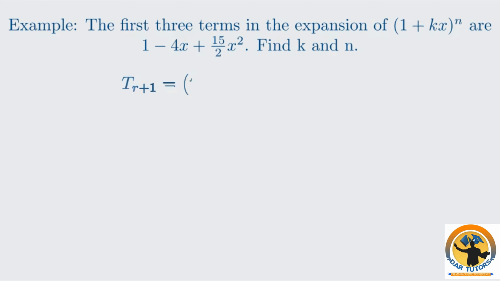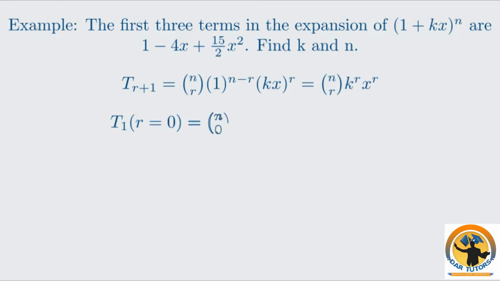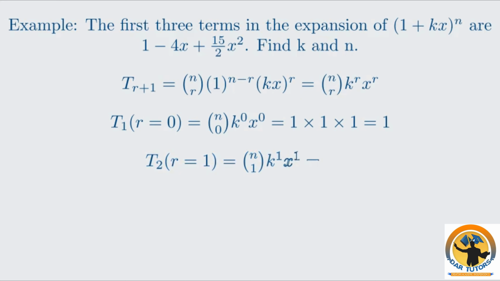The general term is T_(r+1) = (n choose r)(kx)^r. For the first term, r = 0. T₁ is n choose 0 times k⁰ times x⁰, which simplifies to 1. This matches the given first term. For the second term, r = 1. T₂ is n choose 1 times k¹ times x¹. We know n choose 1 is n, so this is nkx.